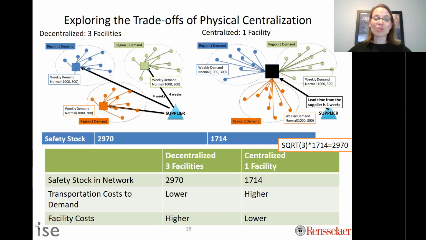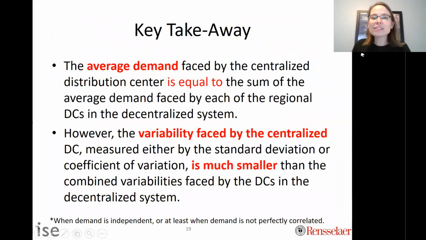We still have not answered the question: should I go decentralized or should I go centralized? We will explore that in another video. However, one thing to take away in terms of inventory, we're better off in the centralized system than the decentralized one. The main key takeaway here is that the average demand faced by the centralized distribution center is equal to the sum of the average demand faced by each of the regional distribution centers in the decentralized system. So if we cared about average, these are equivalent systems. On average, they're equivalent. However, in variability and uncertainty, they are not equivalent.